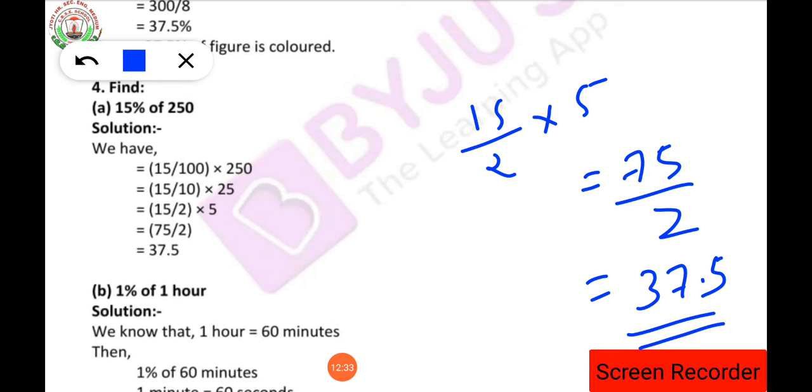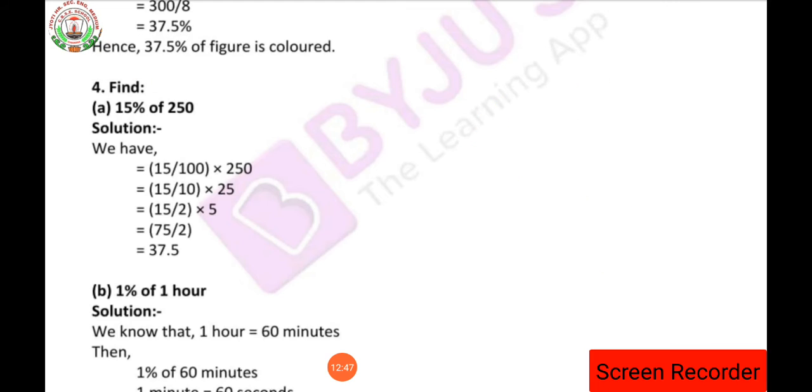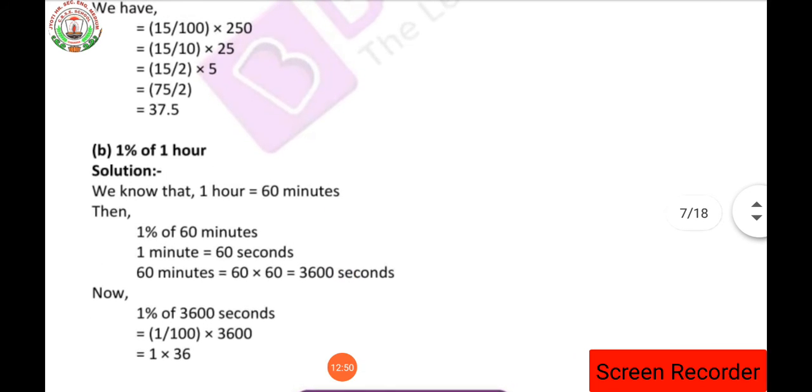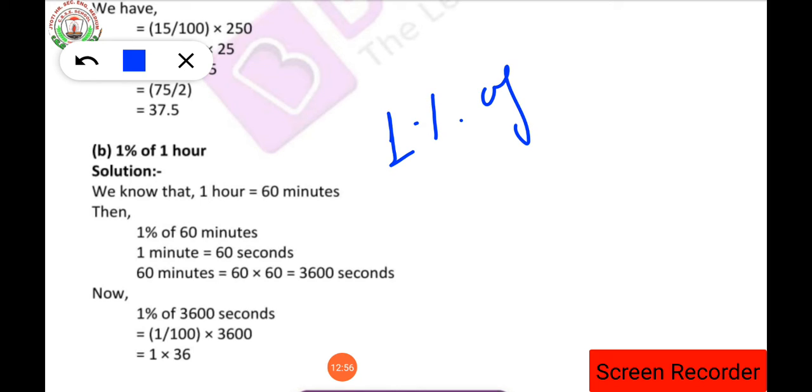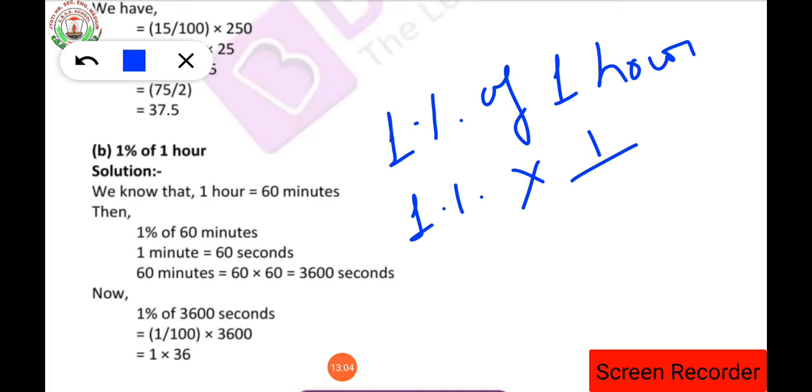Dear students, "of" means always remember, in terms of mathematics, "of" means the multiplication sign comes. So we have to take out the percent of 250. 15% of 250 we have to take out. Clear up to here? Now in the B part of the question we are having 1% of 1 hour, isn't it? 1% of 1 hour is there. So 1% of means into 1 hour, isn't it? Now 1%, that means 1 upon 100 we are going to write into 1, isn't it?